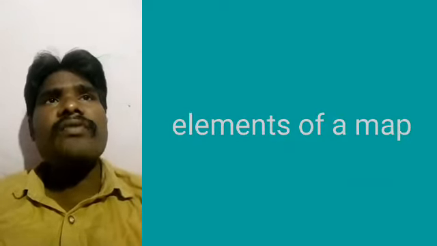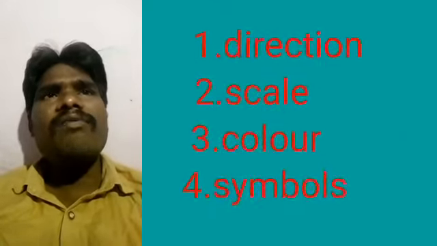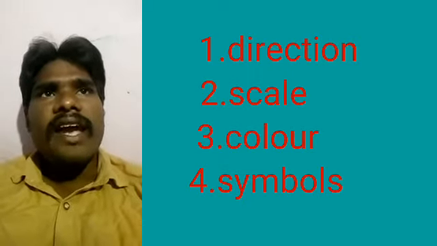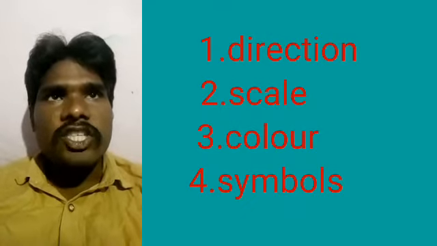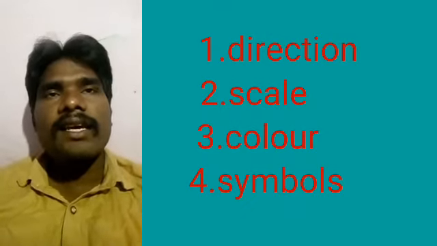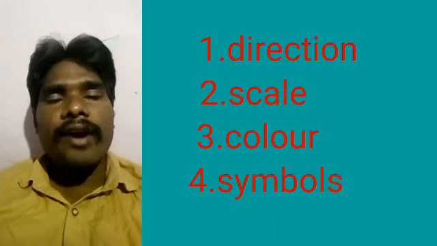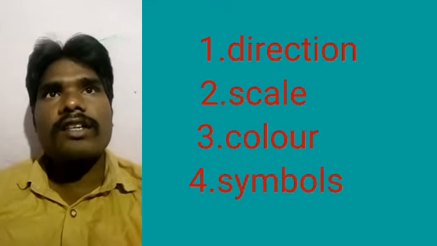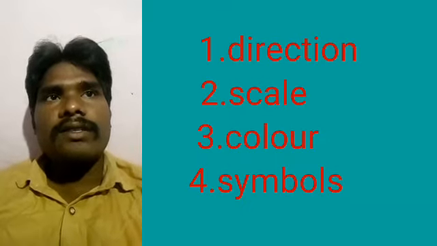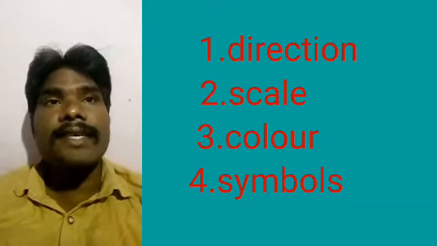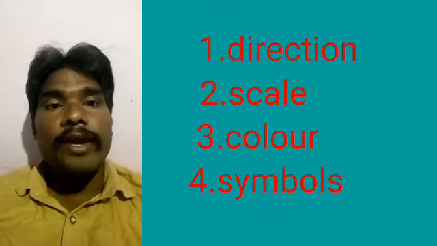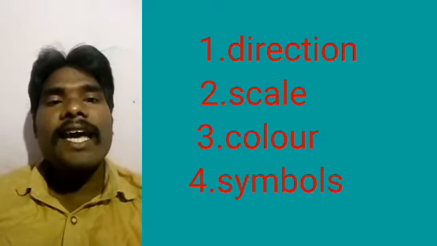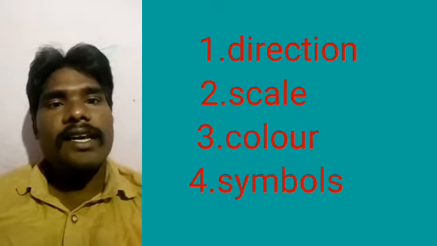Very good. Next, elements of a map. What are the important elements of a map? Especially you are learning here some elements of maps. One is directions, second is scale, third is color, and fourth is symbols. What are the four directions, students? Yes, exactly, the four directions you may know: north, south, east, and west. Say everyone with me.